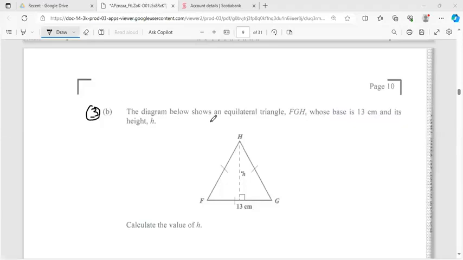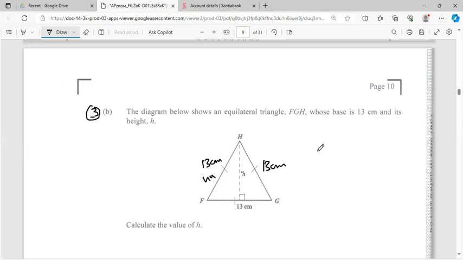Alright, this one: the diagram below shows an equilateral triangle FGH whose base is 13, which is given here, and its height h. So we don't know the height, and they ask us to calculate the height. If it's an equilateral triangle, it means that all the sides are equal. So that means this would be 13. You can see that it forms a right angle triangle here from the center.